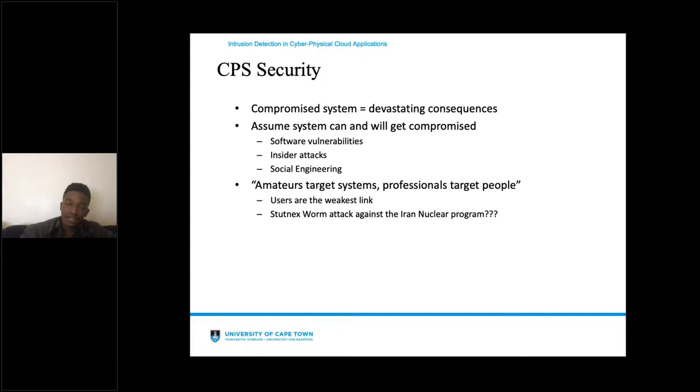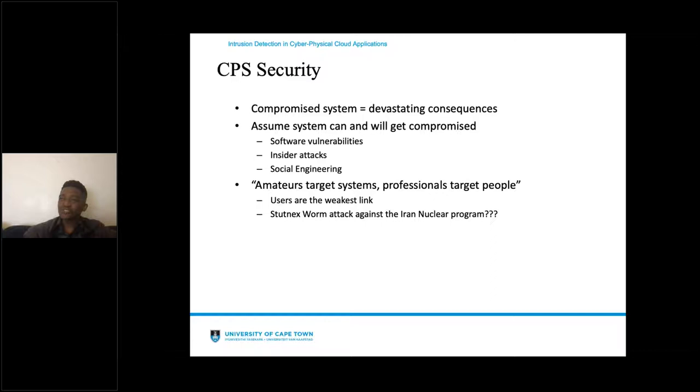Okay, so just looking at time, let's quickly go through this. A compromised system is going to lead to devastating consequences, so we should assume that the system can and will get compromised. Software vulnerabilities are detected every day. We saw the insider attack and what could happen in the case of Maroochy. Social engineering attacks are also quite dangerous because there's a mantra going around the hacking community: amateurs target systems, professionals target people. So the users of the systems are the weakest link.